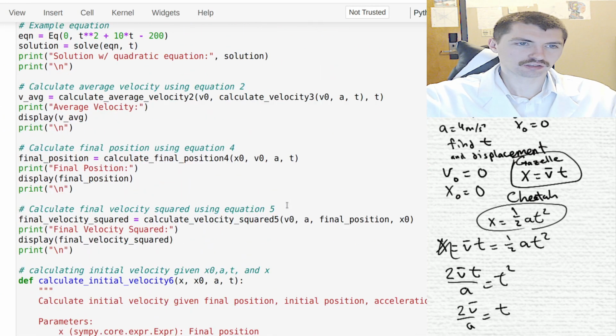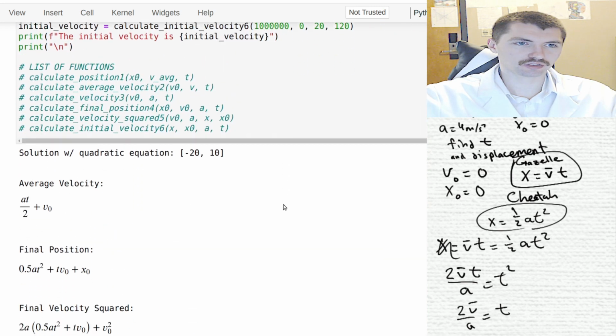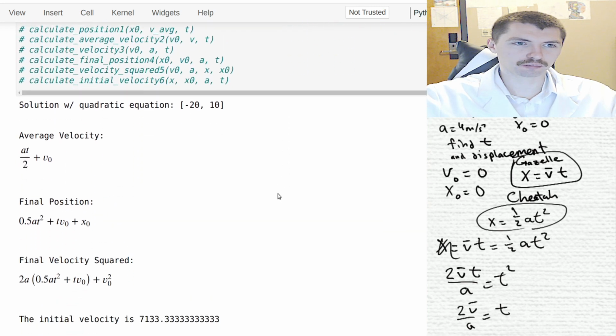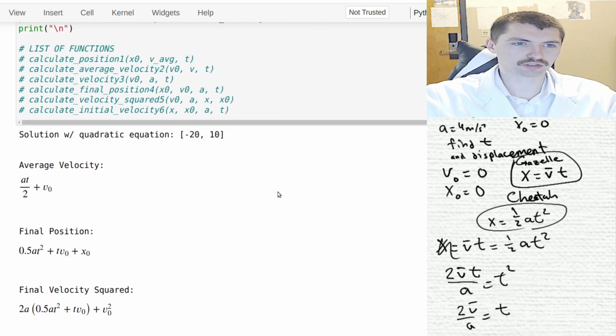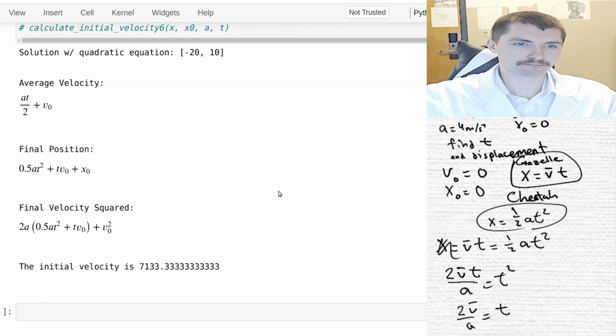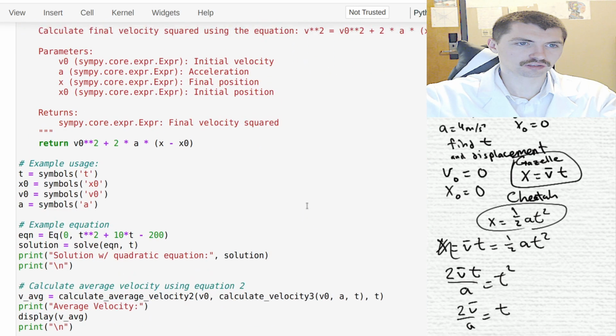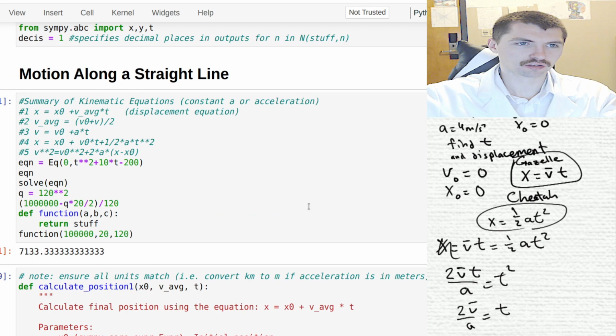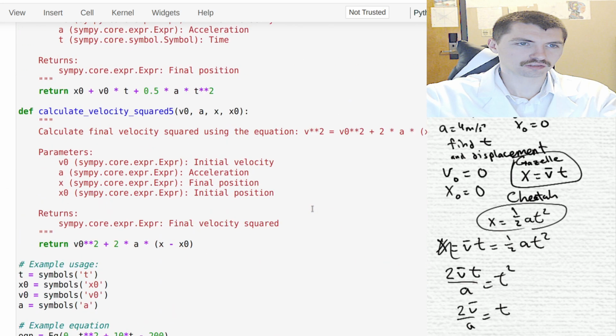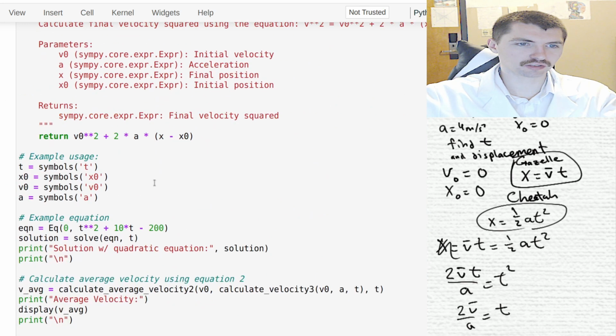We use our functions. We could get partially the answer. So I don't need to print these all the time, do I?